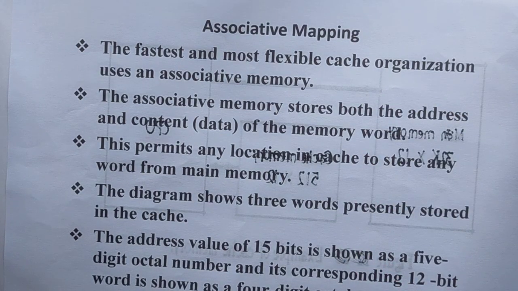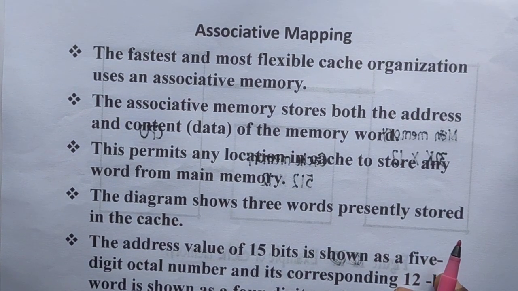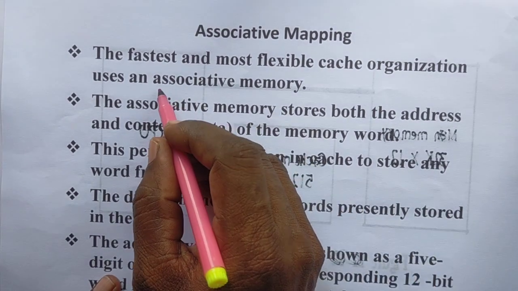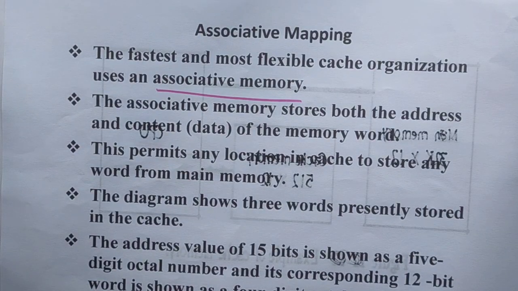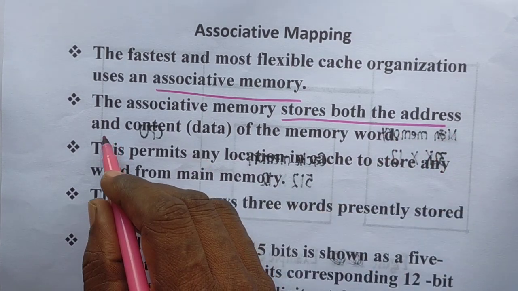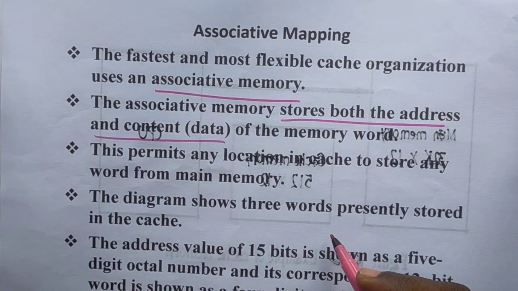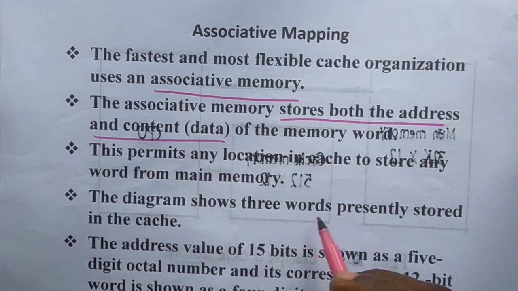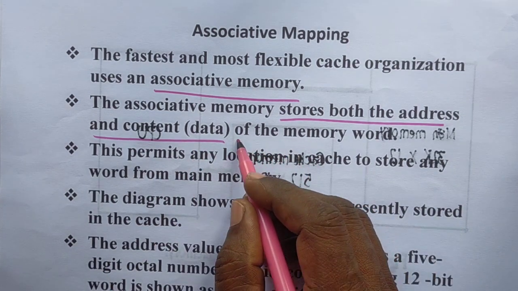Associative mapping is the fastest and most flexible cache organization, and it uses an associative memory. This memory actually stores both the address and the content of data. That means whenever an associative memory stores any data, it stores both the address as well as the corresponding content of data of the corresponding memory word.